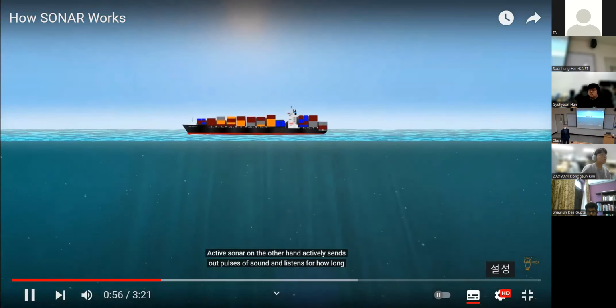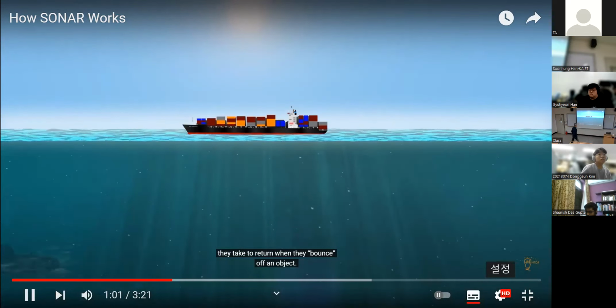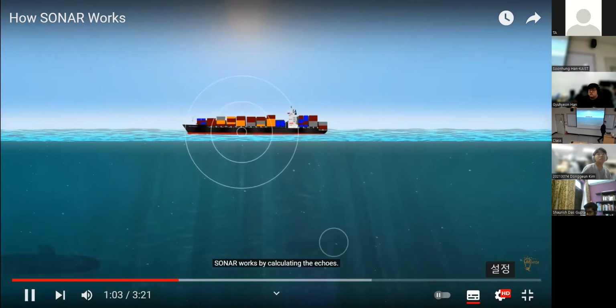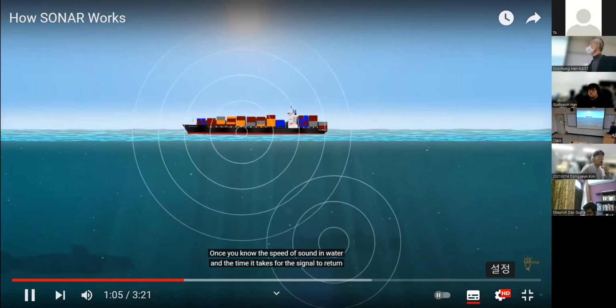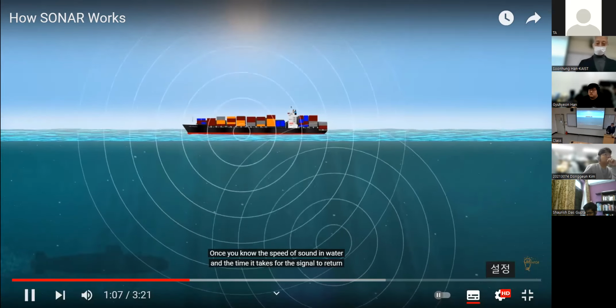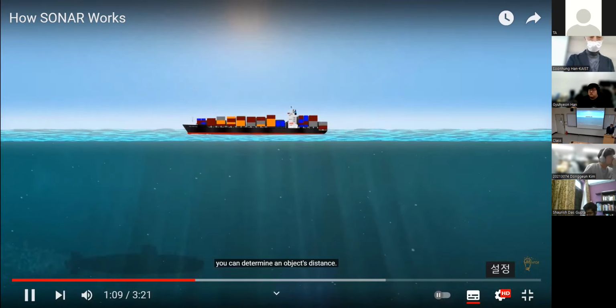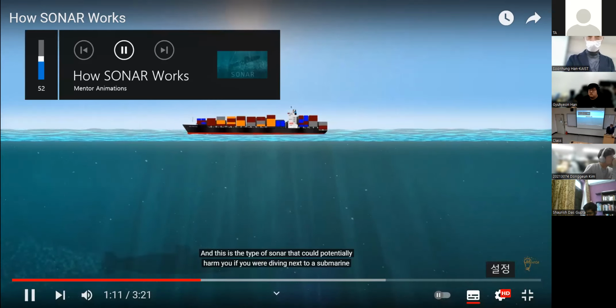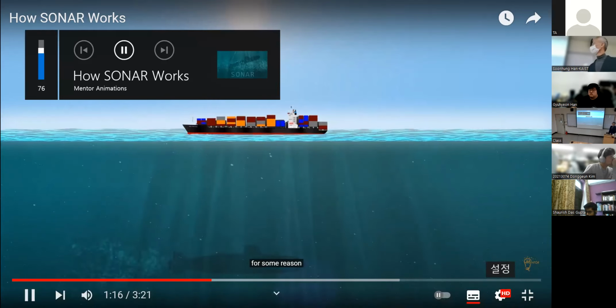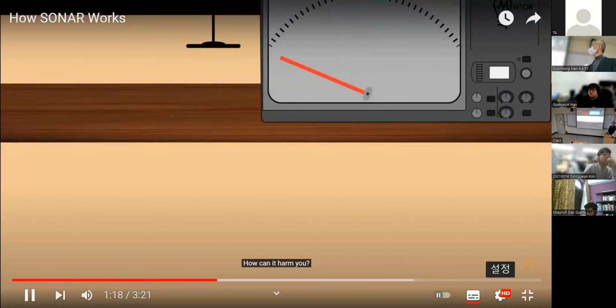Active sonar, on the other hand, actively sends out pulses of sound and listens for how long they take to return when they bounce off an object. Sonar works by calculating the echoes. Once you know the speed of sound in water and the time it takes for the signal to return, you can determine an object's distance. And this is a type of sonar that could potentially harm you if you were diving next to a submarine for some reason. So, how can it harm you?